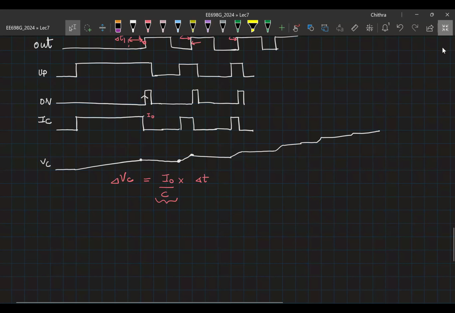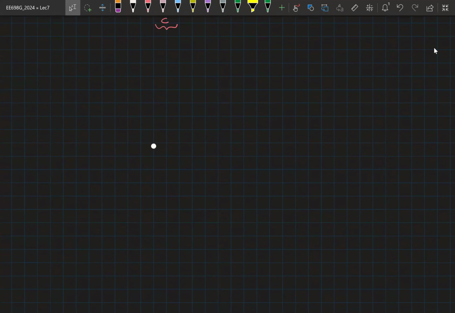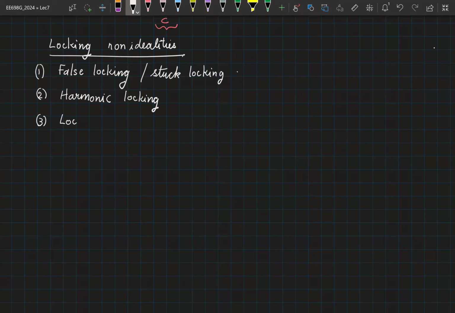So we ideally want this to lock to TREF. But of course, in the presence of certain non-idealities, it can lock to other points as well. So we will do a quick evaluation of those. Now, in this discussion, we are going to look at mainly 3 locking non-idealities. So the first one is called false locking, also called stuck locking. The second one is harmonic locking. And the third point is locking with a static phase offset.